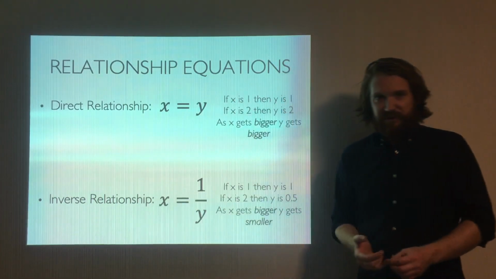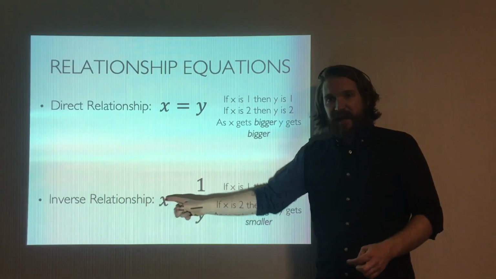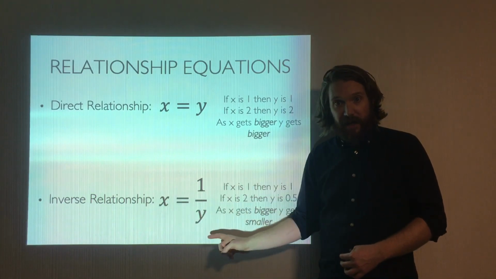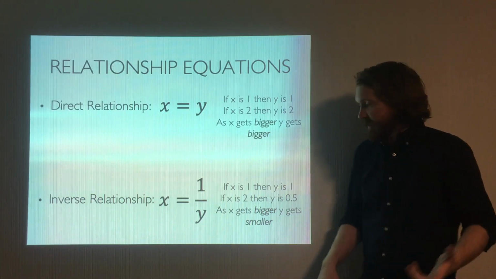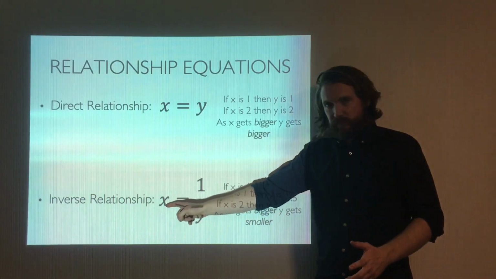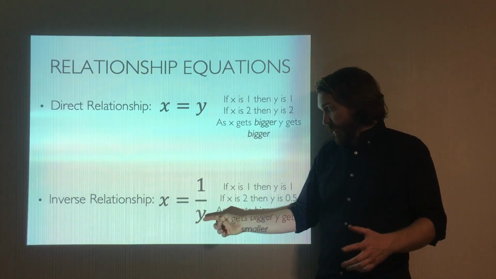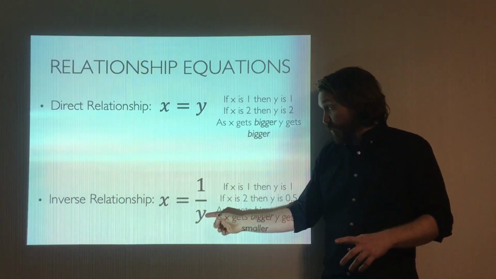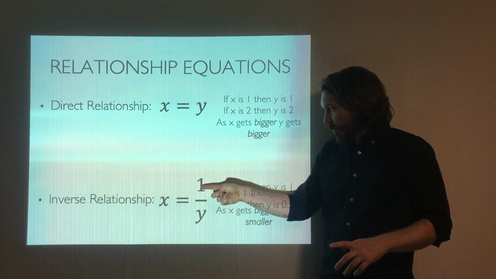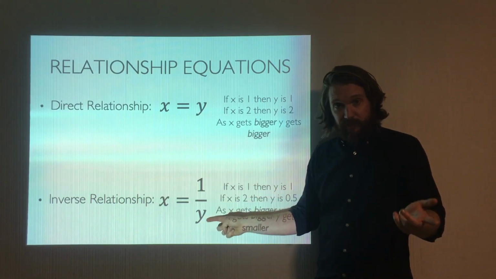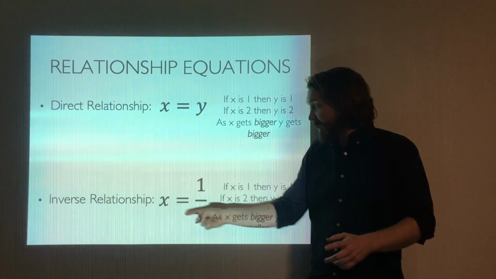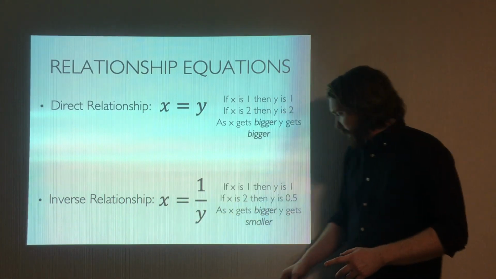An inverse relationship mathematically looks like this: X equals 1 divided by Y, okay? This one takes a second, but look at it. It makes perfect sense. If Y is 1, then 1 divided by Y, or 1 divided by 1, you can put in this calculator if you don't believe me, is 1, okay?